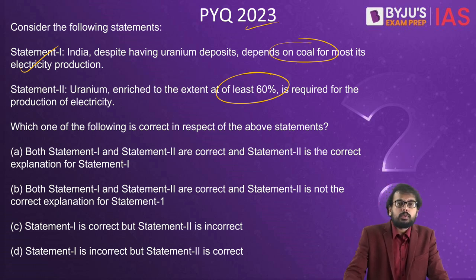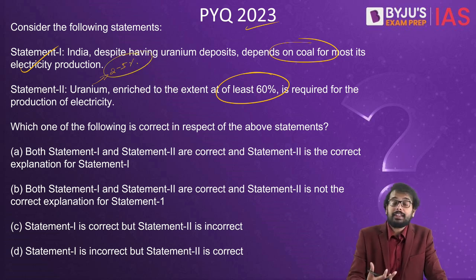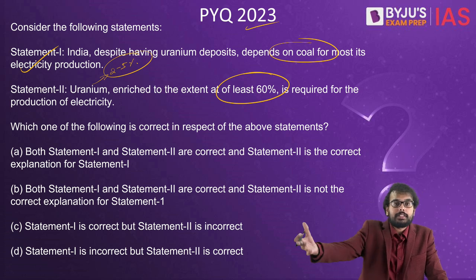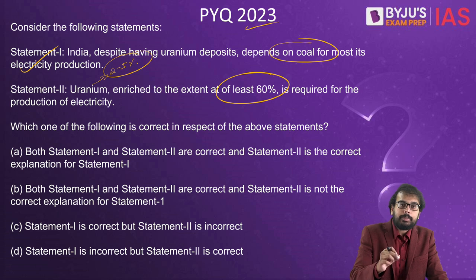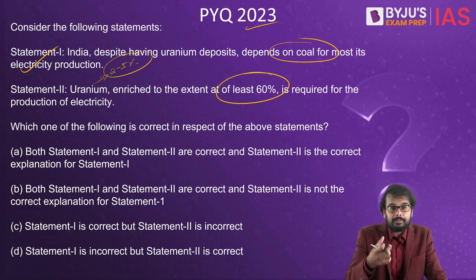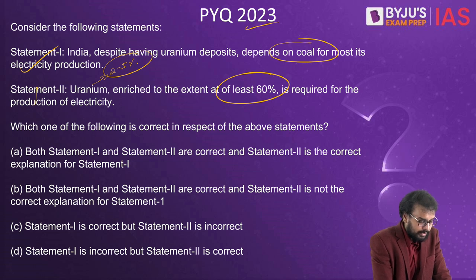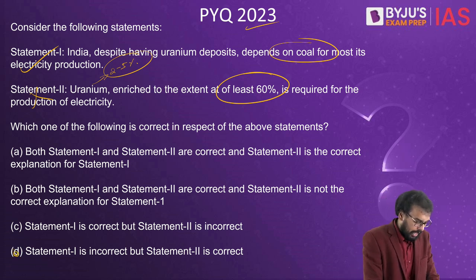No. For electricity, uranium enrichment of just 2 to 5% is sufficient for electricity generation. We do not require 60% or 60% plus of enrichment. Just 2 to 5% uranium enrichment is sufficient. So again, this statement is wrong. Statement 1 is right and statement 2 is wrong. So the answer has to be D. D is the answer here.